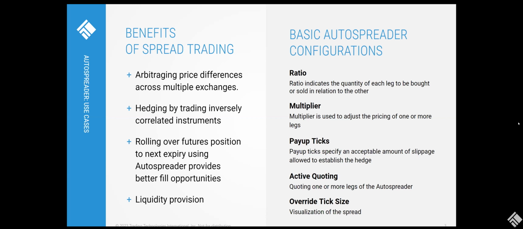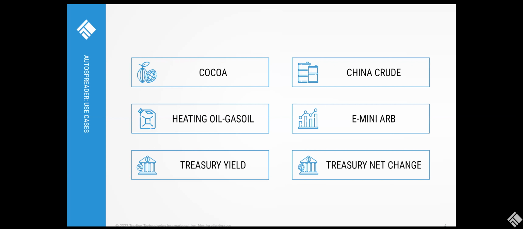Active quoting is going to determine whether we are going to quote on that particular leg. And then override tick size is just how we adjust the decimal and the pricing of the spread that we're going to be creating. As we go through here, we're going to touch on these 6 spreads. Some of them are open, some of them are not, but nevertheless, it is good to see the configuration.